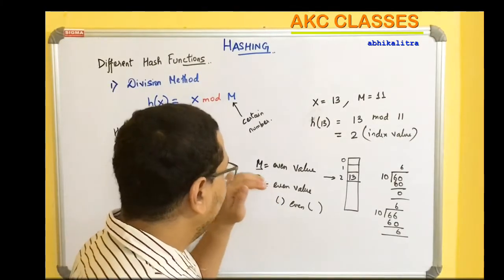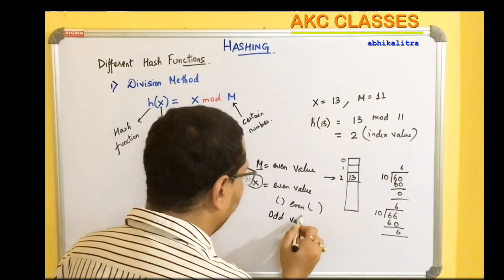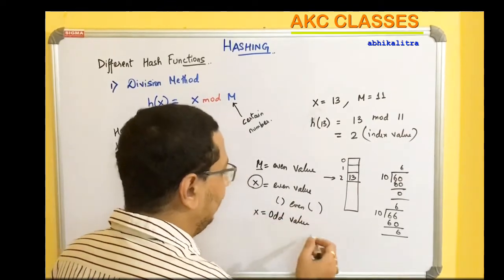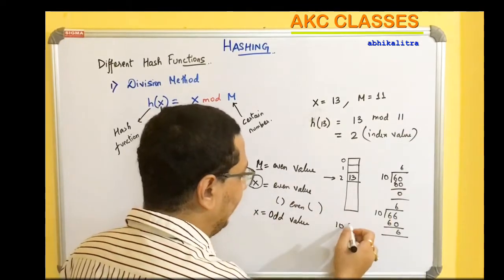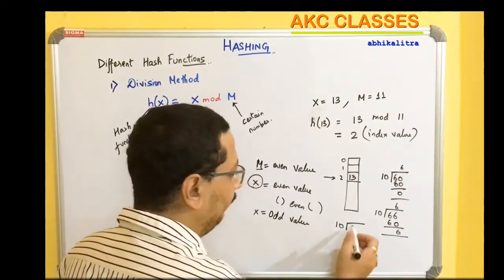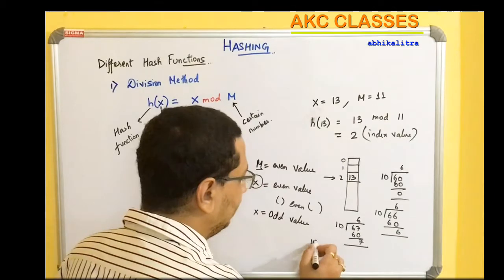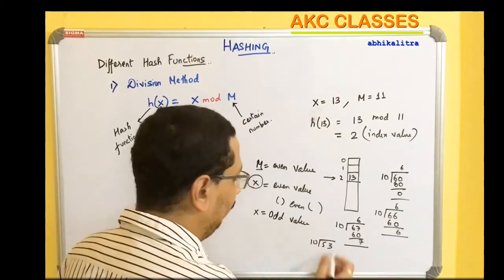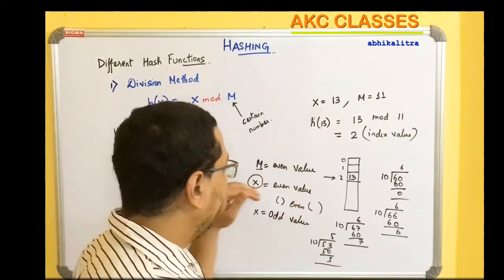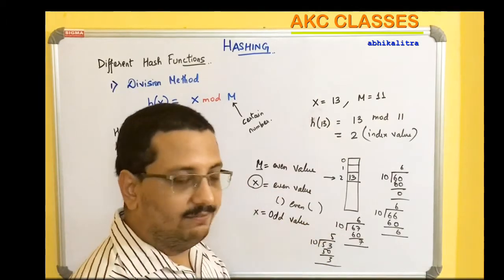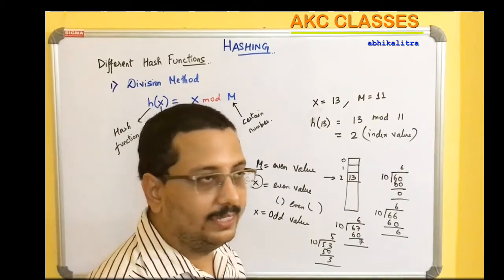Now if m is an even value and x is an odd value, then we get an odd remainder every time. Like if m is 10, and x is an odd value, say 67, then the remainder will be an odd value again. Say again, let's say 53, which is an odd value, so 53, this is the odd value. So every time m is even and x is even, we get an even remainder. And if m is even and x is odd, then we get an odd remainder.